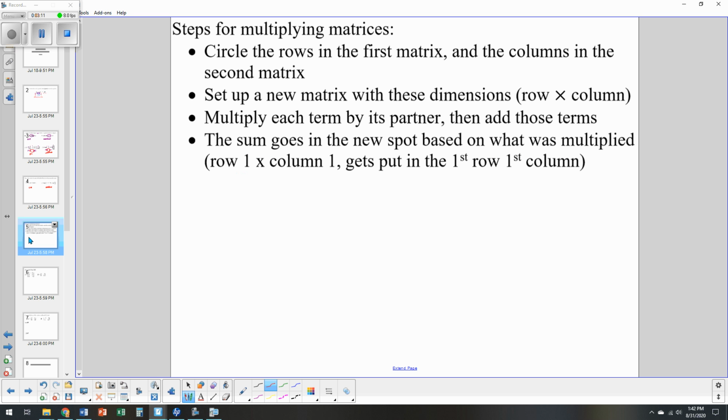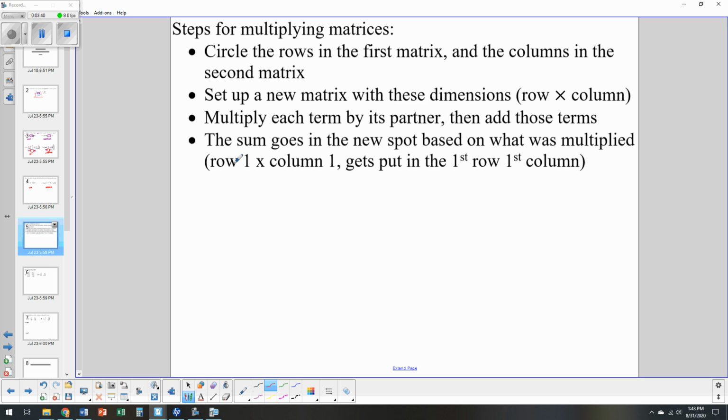Now we're going to get into actually multiplying matrices, and I'm going to tell you right now, I absolutely love multiplying matrices. What we're going to do is circle the rows in the first matrix and the columns in the second matrix. We're going to set up a new matrix with the dimensions of what the product should be. We're going to multiply each of the terms by its partner, and then add those pieces together, and the sum goes in the new spot based on what was multiplied.